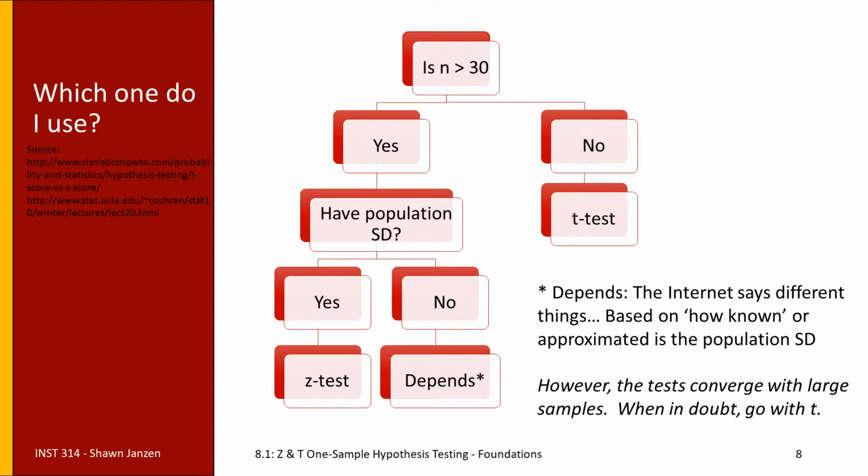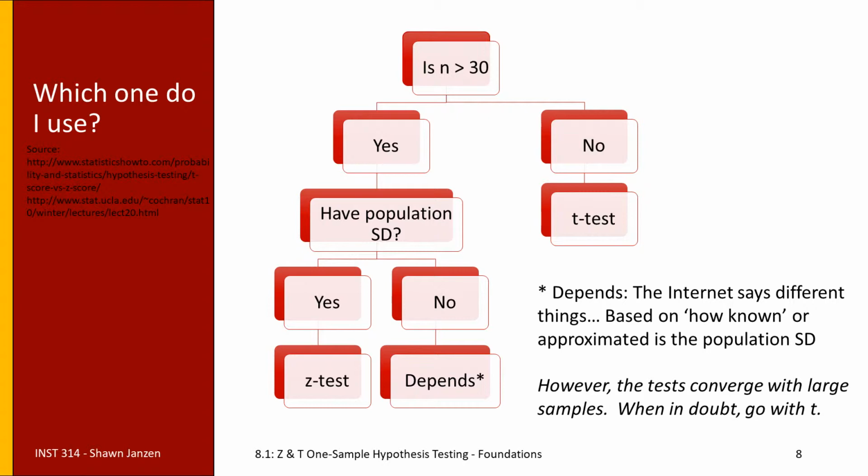Now, when I say depends, this is going to be based on a few things, and the internet's going to tell you different things as well. So we're going to say, how well known is the population standard deviation? Could it be estimated? Do you have something close enough? But more importantly, when your n becomes large, the t-test approximates the z-test extremely closely.